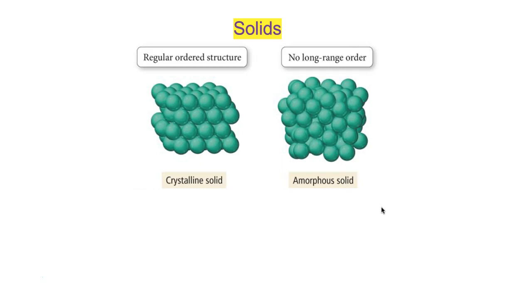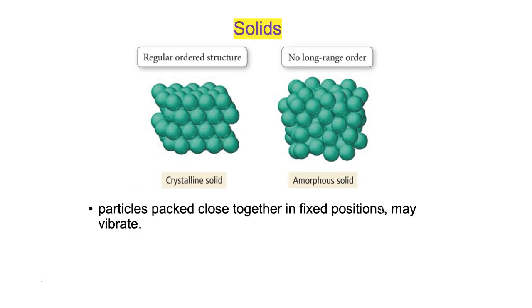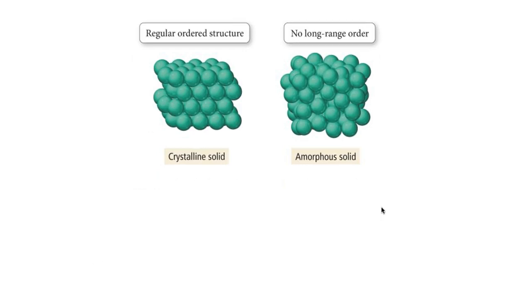Now for solids, we're going to put solids in a couple of different categories: crystalline and amorphous. In solids, particles are packed close together in fixed positions, and they vibrate. Now it says may vibrate. As the temperature is lowered, they vibrate less and really stop vibrating at absolute zero. Solids, like liquids, are incompressible. They retain their shape and their volume.